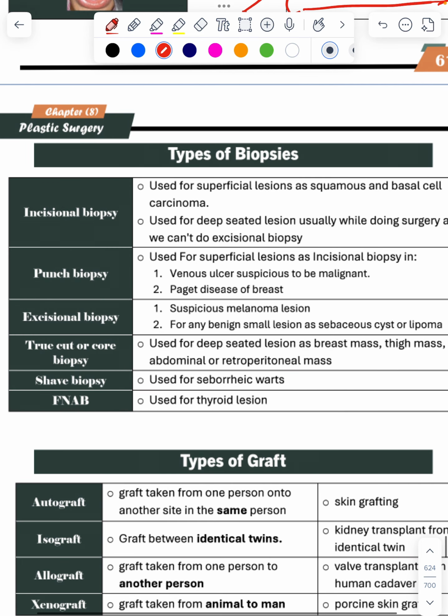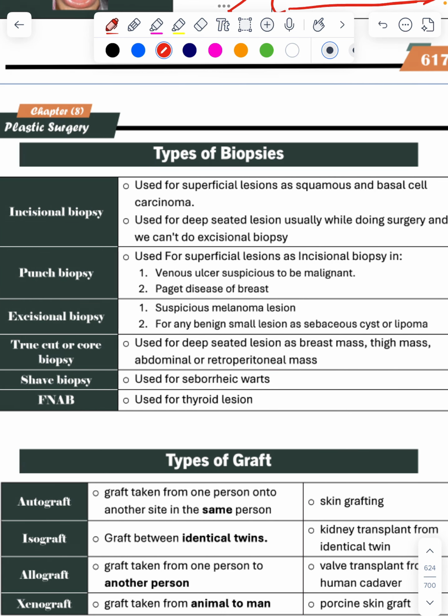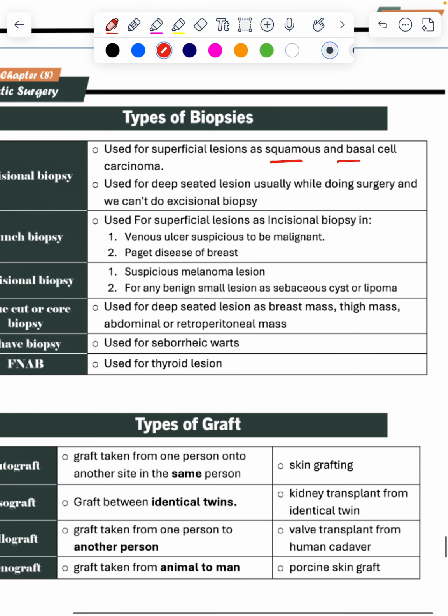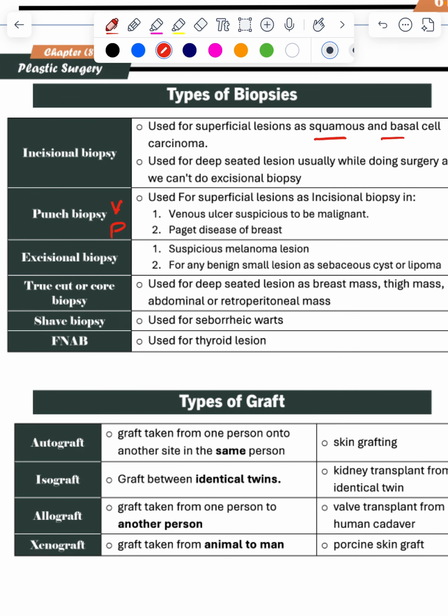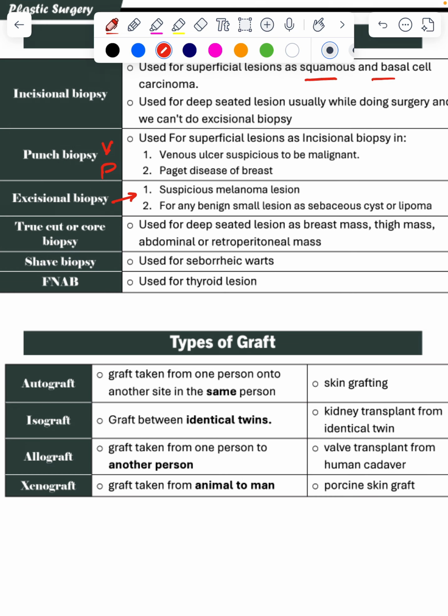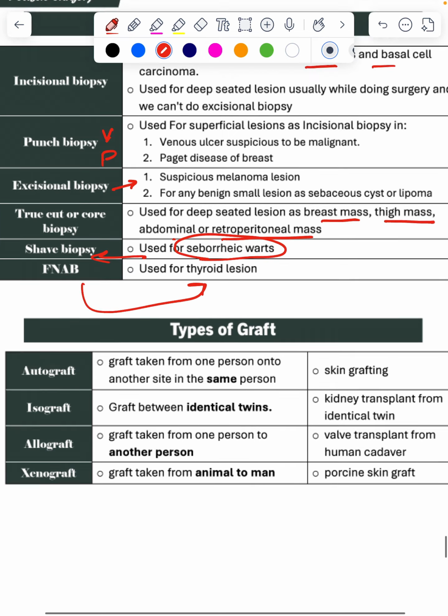What are the different types of biopsies? Incision biopsy, for a superficial lesion like squamous cell carcinoma; you take an incision. Basal, used for deep-seated lesions. Usually done while doing surgery when we can't do an excisional biopsy. Punch biopsy is for Paget's disease and venous ulcer, marginal ulcer and Paget's. Excision biopsy can be done for melanoma, and for benign lesions, sebaceous cyst. Trucut biopsy is done for breast mass, thigh mass, abdomen, retroperitoneal mass, which are deeper. Seborrheic warts, you do only shave biopsy. Thyroid, you go for fine needle.